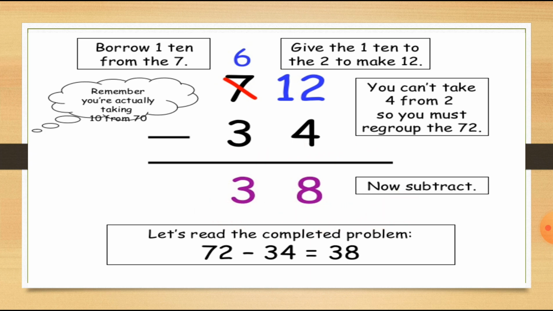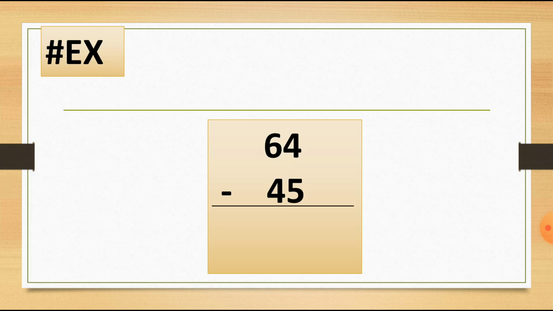Hope you understood this concept, but from one example you can't fully understand this. For better understanding, I will show you one more example. Here is the example, which is 64 minus 45. So students, here 64 is a big number and 45 is a small number, but as I told you, just check the ones column. Here is the 4 first, which is the ones value, and here is the 5. So how do we know that we are going to regroup this sum? Here is the small number, which is 4, and here is the big number, which is 5.